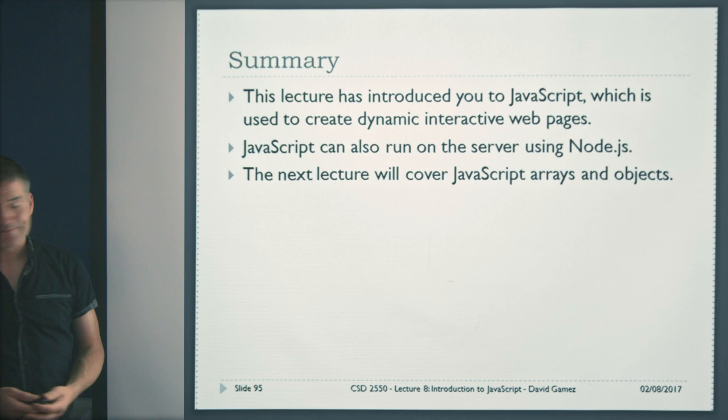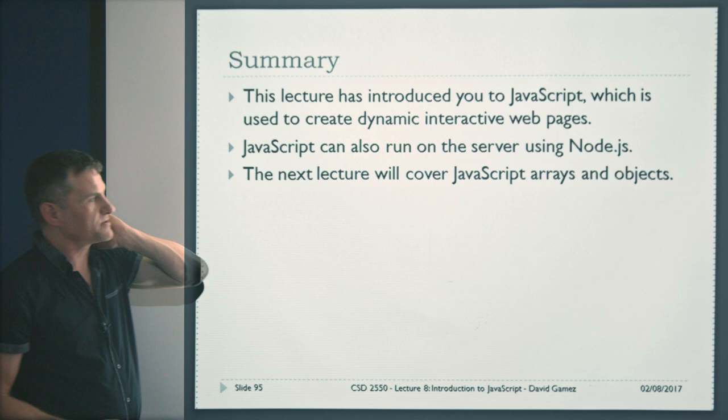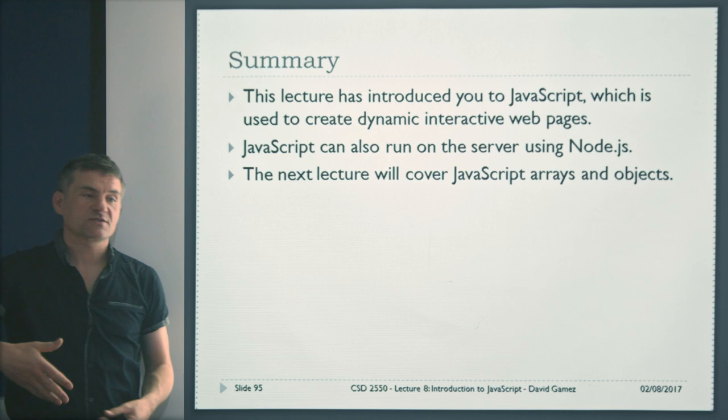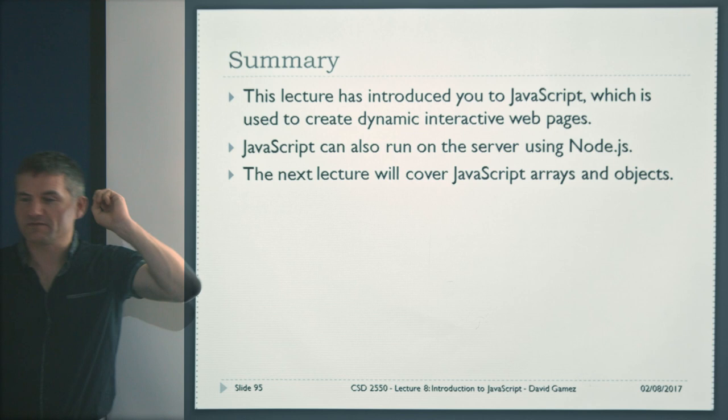So JavaScript is used to create dynamic, interactive web pages. As I've explained, it also runs on the server. In the next lecture, I'm going to talk about JavaScript arrays and objects, which is going to play an important role in your coursework one, because you're going to be storing your data in JSON format, which is essentially a string version of a JavaScript object, as I'll explain.